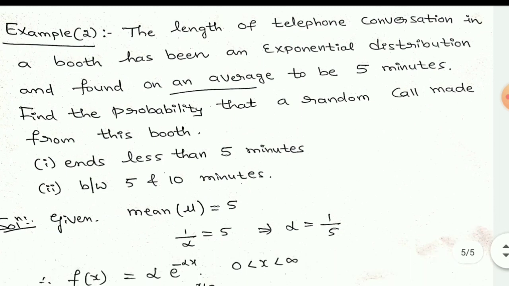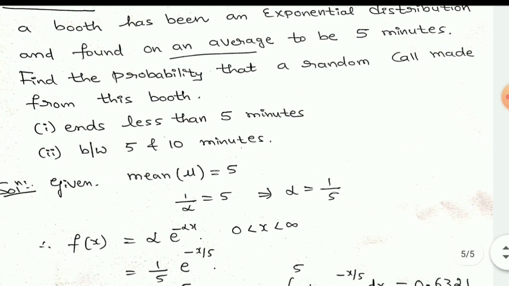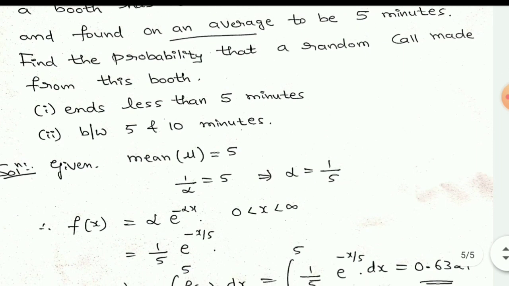Again, it is the exponential distribution. We know the formula, same method. Here they have given average is 5 minutes. Average means mean. So 1 by alpha equal to 5. Again alpha is 1 by 5. So what is the formula? F of x equal to alpha into e power minus alpha x. Here x lies between 0 to infinity. In place of alpha substitute 1 by 5.